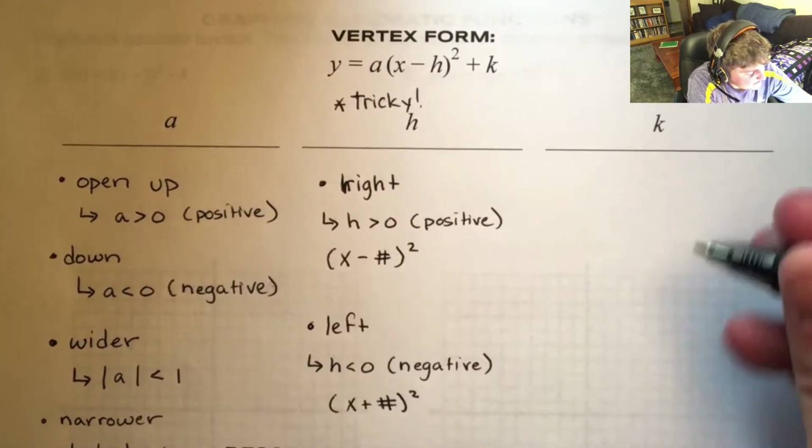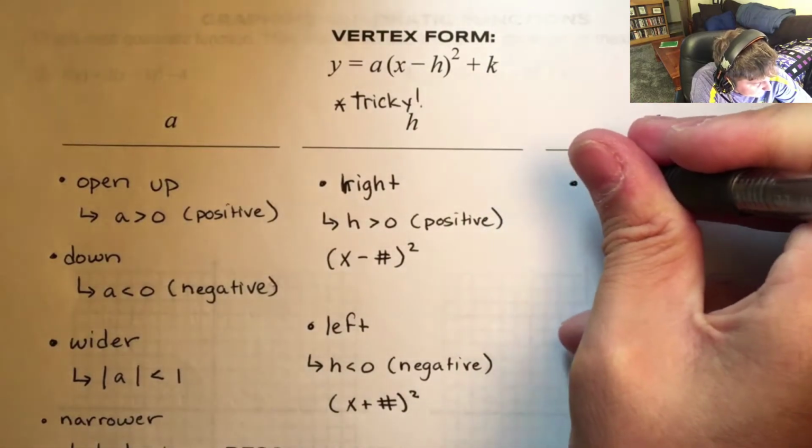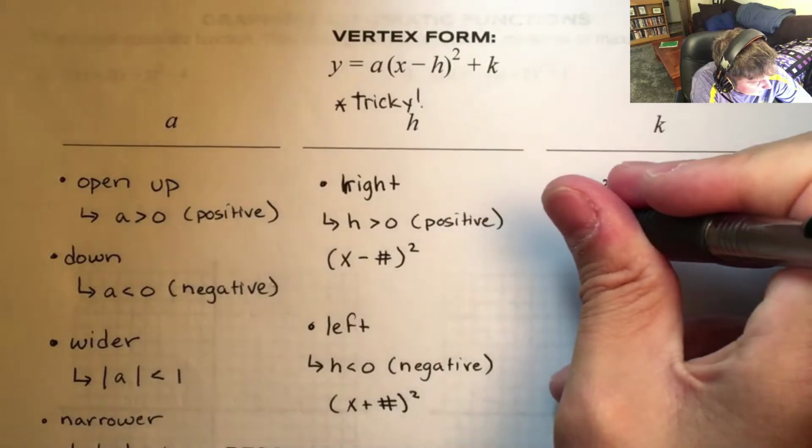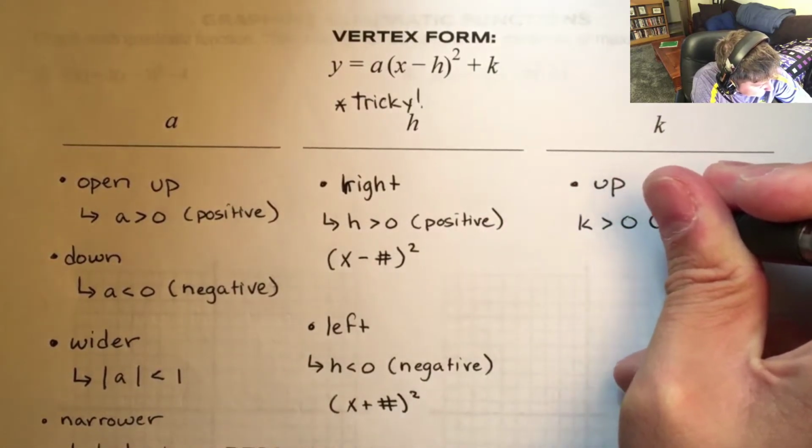So, all right, let's go ahead and do k. The k value is going to move it up and down. It's going to move it up when my k value is greater than 0, meaning it's positive.